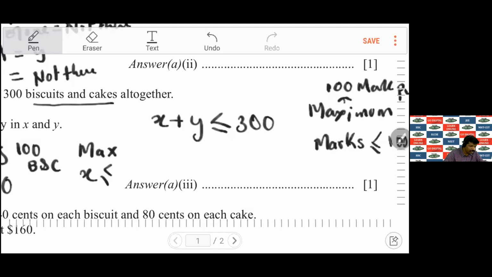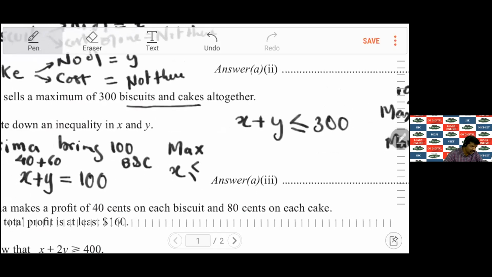Less than or equal to 300. Now, what is the total number of cakes and biscuits? X plus Y. And what is the number of cakes? Y. And the number of biscuits? X. And the number of cakes and biscuits? X plus Y. Right?